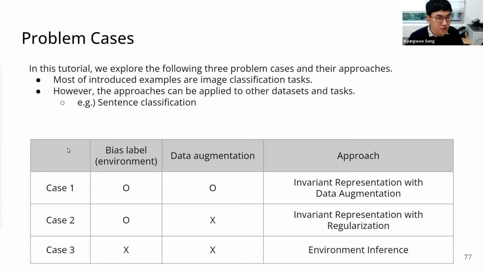We summarize the problem cases and their approaches. The first case assumes that we can augment the dataset to generate a diverse environmental dataset. The second case alleviates the data augmentation assumption. When the augmentation is not trivial, we can utilize the regularization-based approach to learn the shared features across the environments. Lastly, the third case assumes that we utilize neither the environment information nor the data augmentation. From now on, we will cover each problem case and its detailed solution approach.